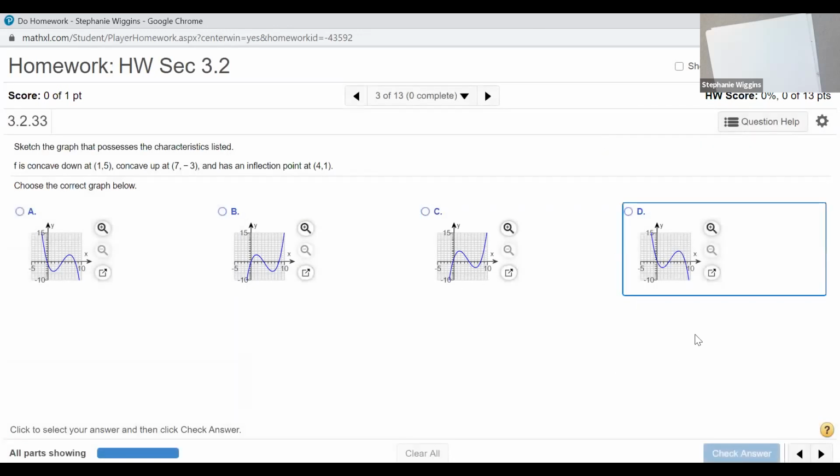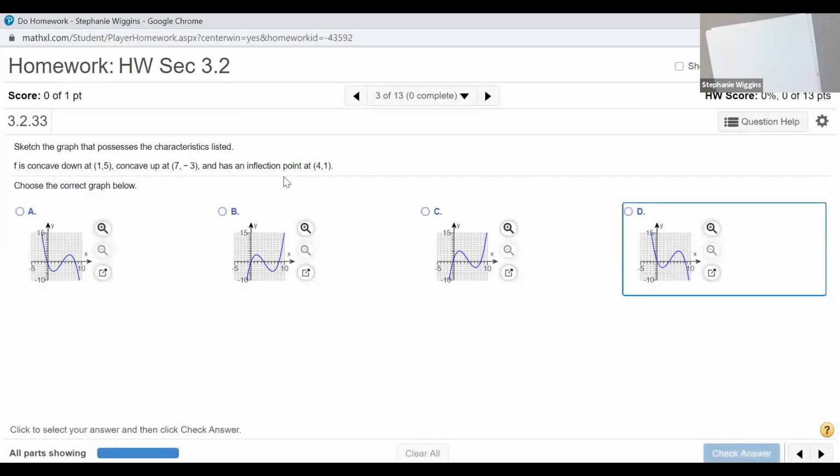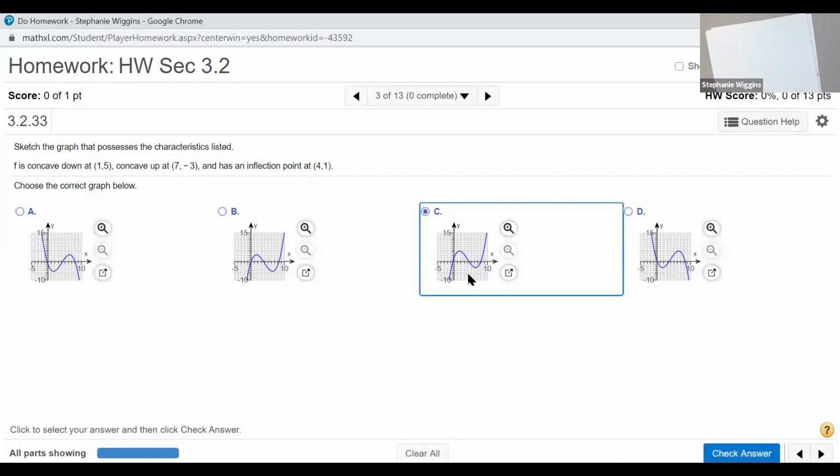Now we go to part D and check. We have to go to the point 1, 5. Notice this is not on the graph, so we've eliminated this one. So it turns out that I don't even have to check these other characteristics here. This is the correct choice, C is. But before I go on, let me just show you how these two characteristics are shown here.